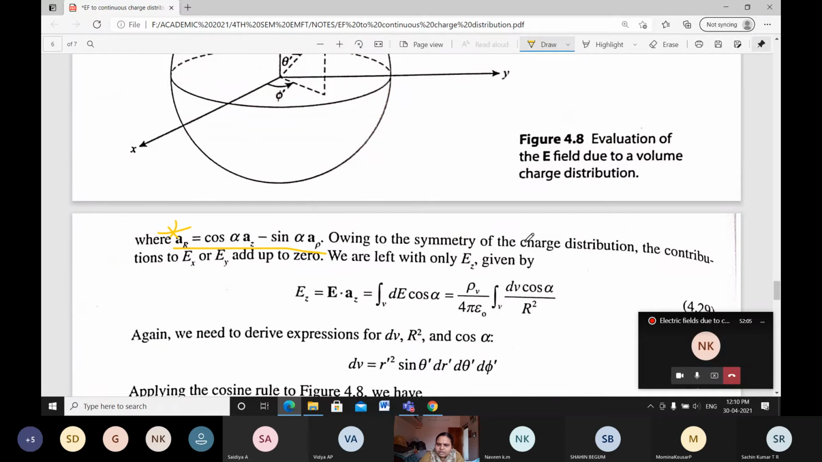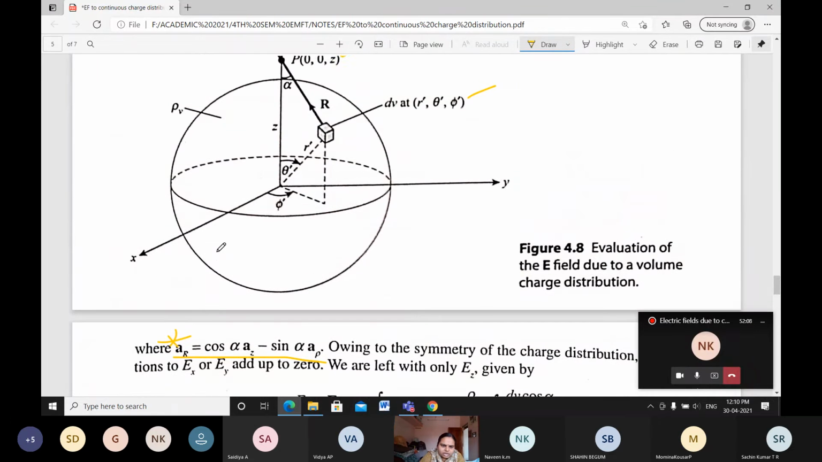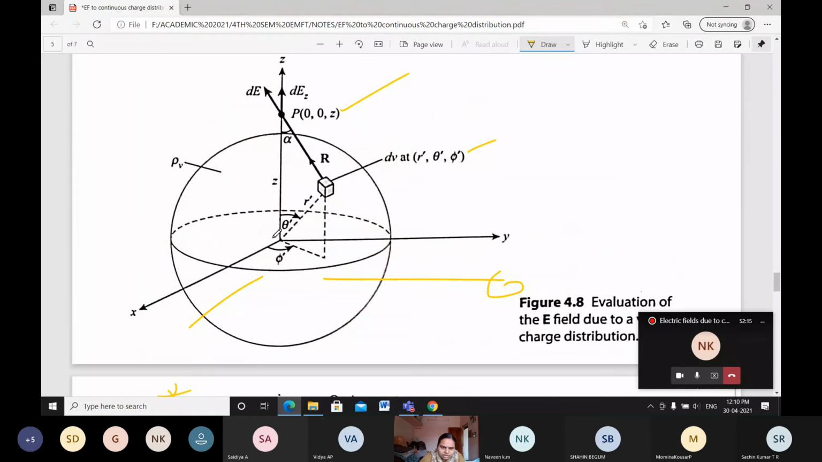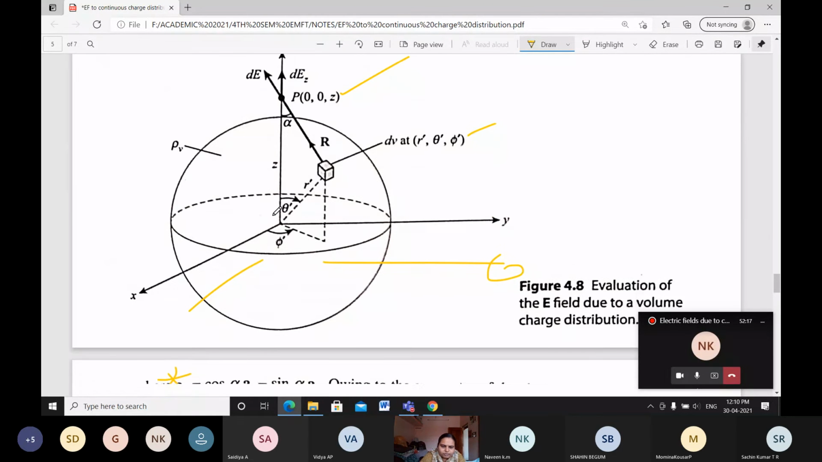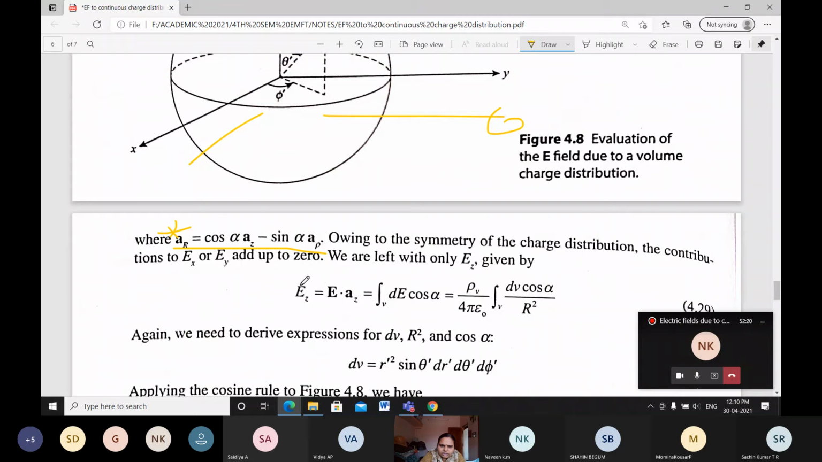The symmetry of the charge distribution is continuous towards our x and also in the y direction, so those components are going to be 0. Why? Because it's varying only in the z direction. For that reason, E is going to be equal to the vector field intensity E with only the z component, in the z direction. For that reason, Ez is equal to the integration of dE.